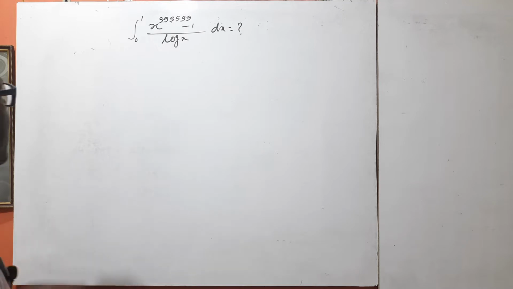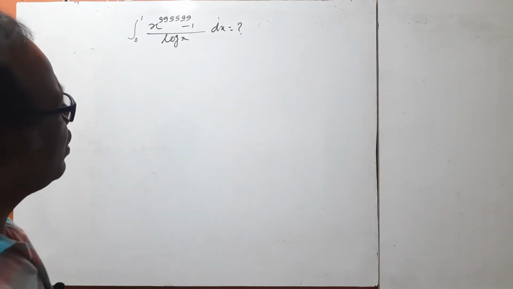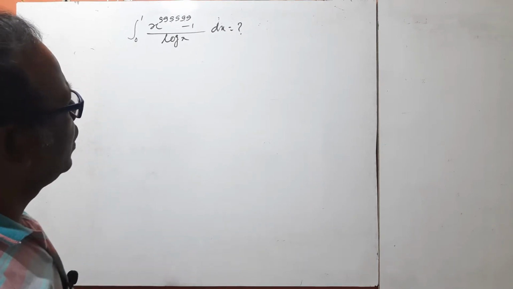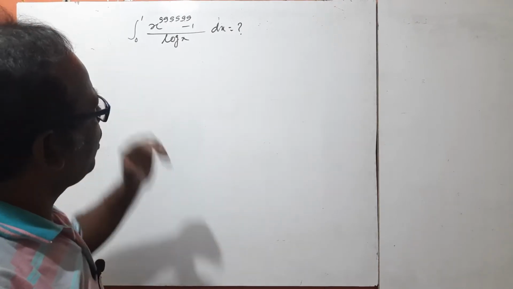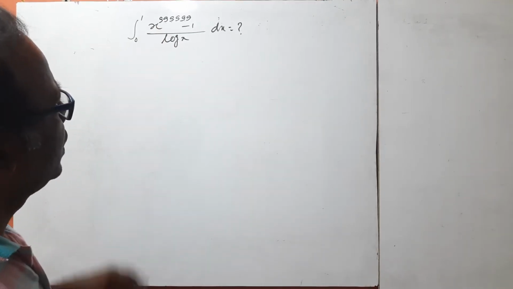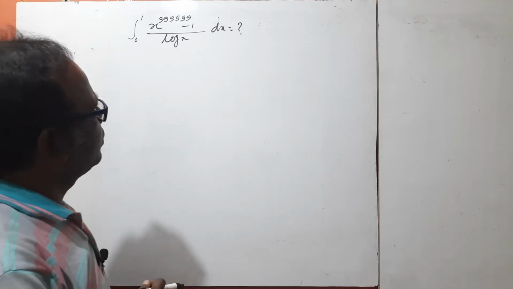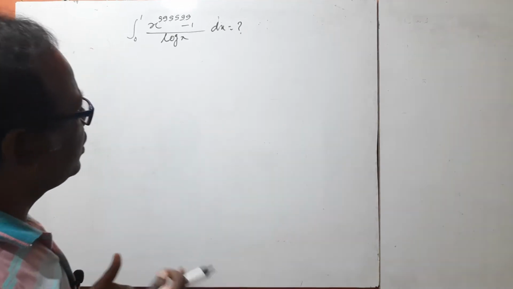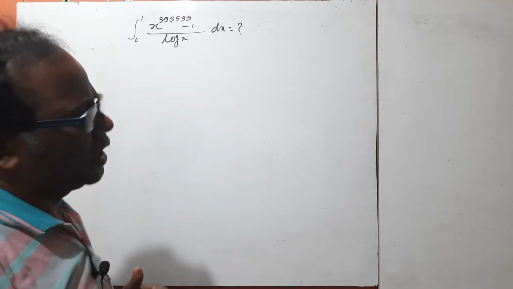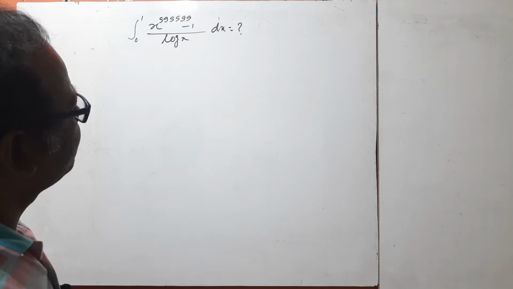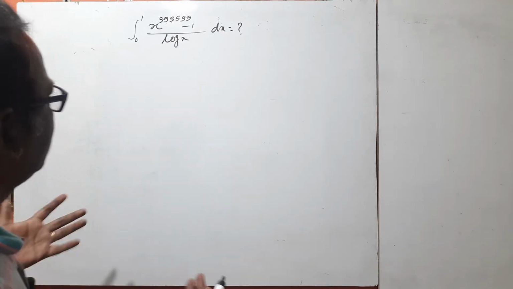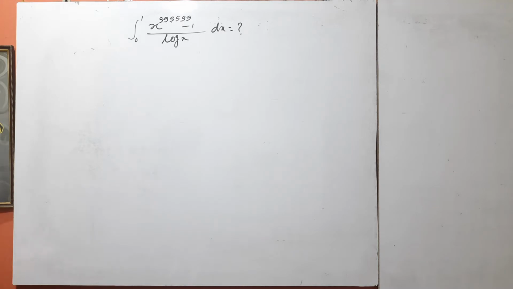The big problem here is log x, so we need to cancel this log x. If we take the power as a parameter, alpha, so x to the power alpha, and differentiate with respect to alpha, alpha is a variable and x is constant. So the derivative of x to the power alpha is x to the power alpha into log x. Then log x will be cancelled out, and we can solve this problem easily.